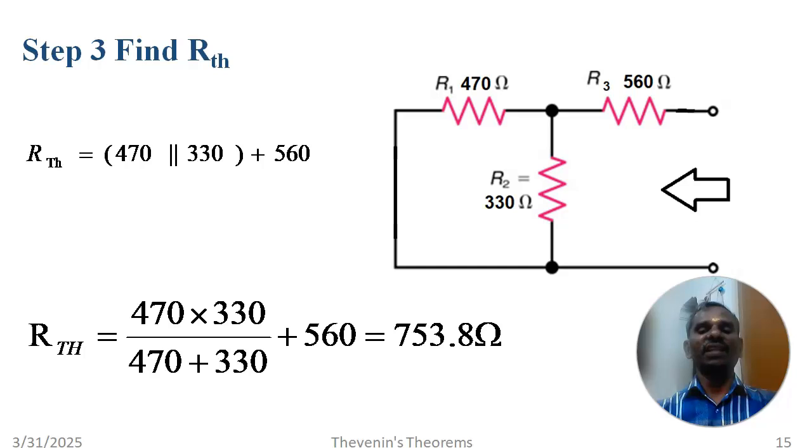So 470 and 330 ohms are in parallel. So it's 470 into 330 divided by 470 plus 330. The total resistance will be in series with 560 ohms. So we are able to see that it is 753.8 ohms.